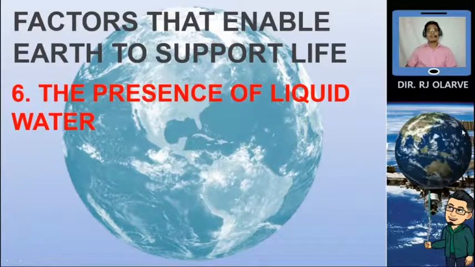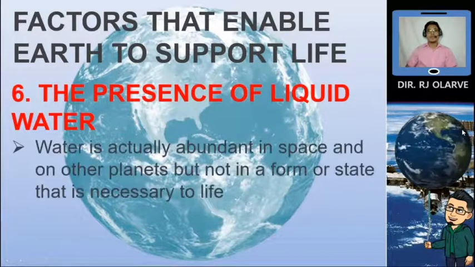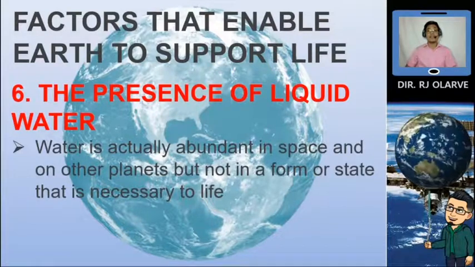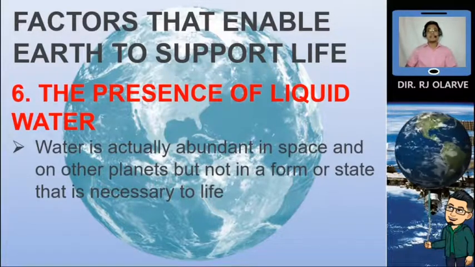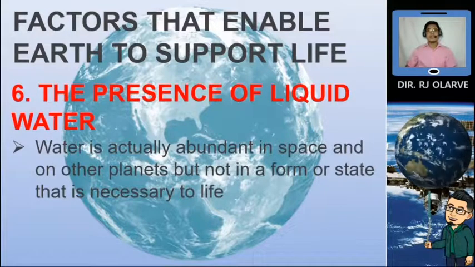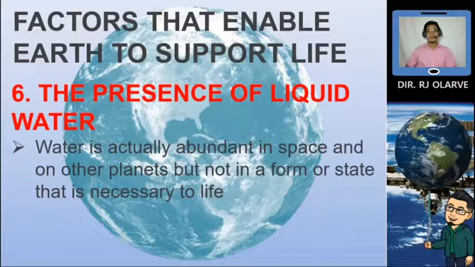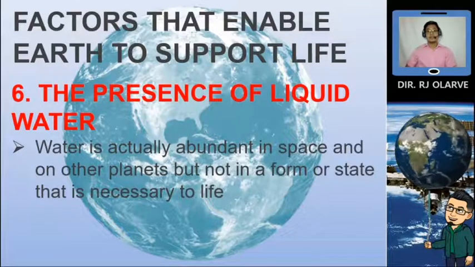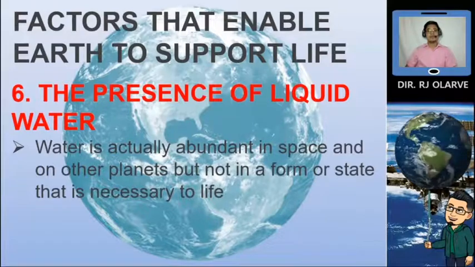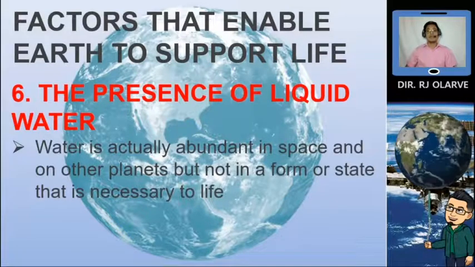Next, let's have the presence of liquid water. So water is actually abundant in space and on other planets, but not in a form or state that is necessary to life. And sabi nga natin kanina, water exists in 3 forms such as liquid, solid, and gas. And those 3 forms enable water to sustain life on Earth.